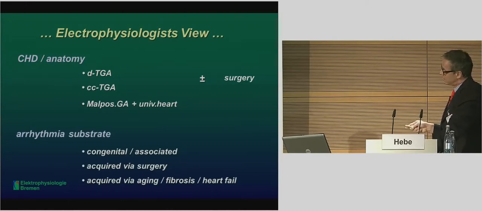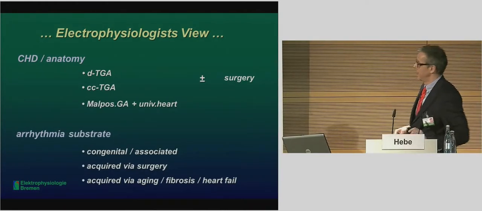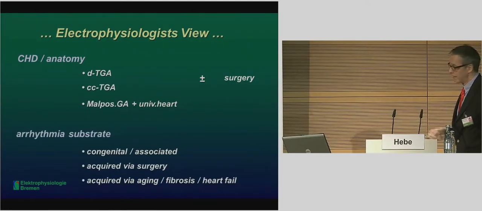But according to the arrhythmia substrate, we have to sort these arrhythmias according to their origin, whether they are congenitally given or associated with the congenital heart defect. For example, Wolff-Parkinson-White syndrome, as we know it, for some patients with CCTGA who have an additional Ebstein malformation, we know they have a higher association with this defect. And then the question is whether these patients have these arrhythmia forms or this congenitally given substrate, and how we can access this substrate. The next group is acquired via surgery.